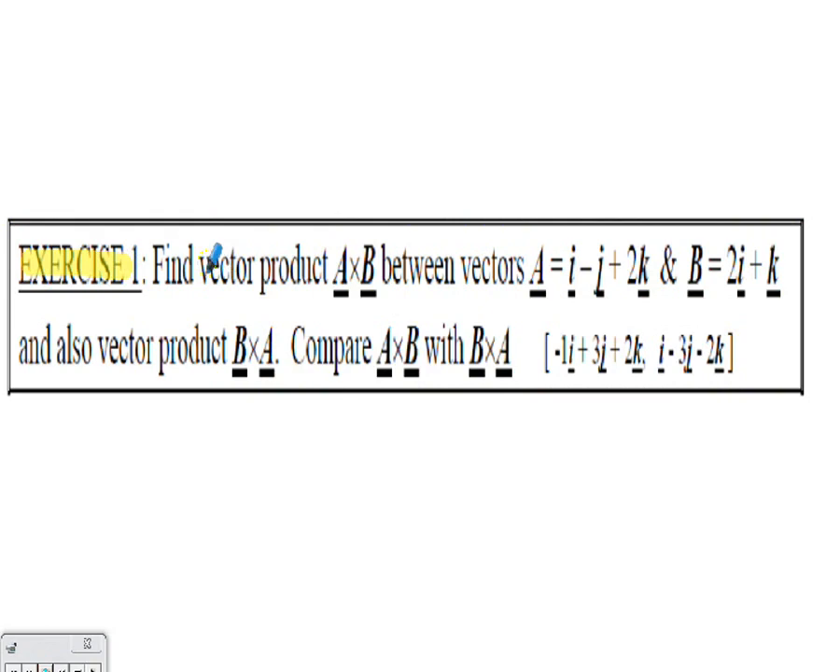Exercise 1. We're asked to find the vector product A cross B given vectors A and B, and also the vector product B cross A. We're asked then to compare A cross B with B cross A. The answers are given here in the square brackets. I'd encourage you to attempt this exercise before looking at the solutions on the following slides.